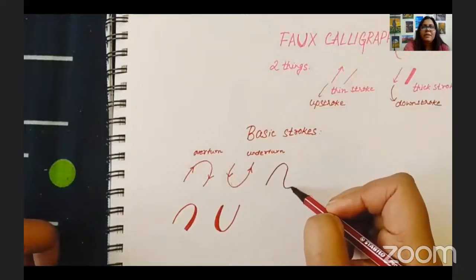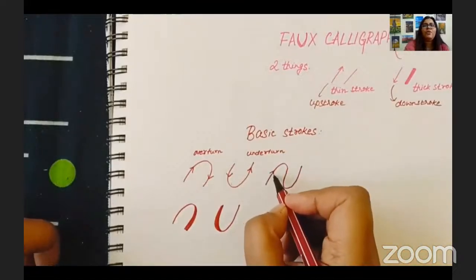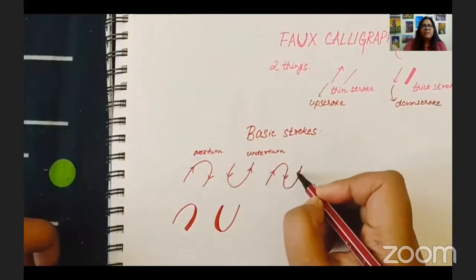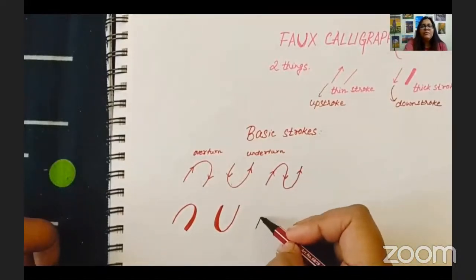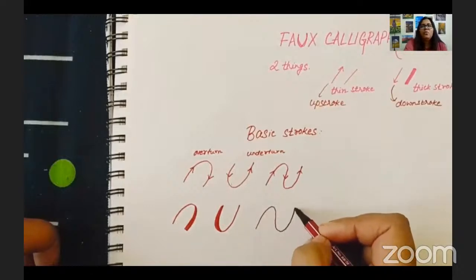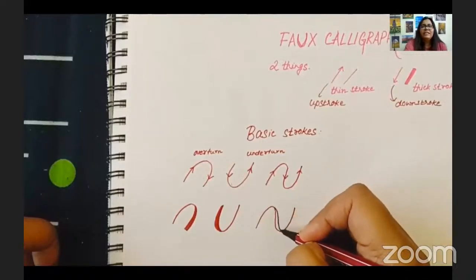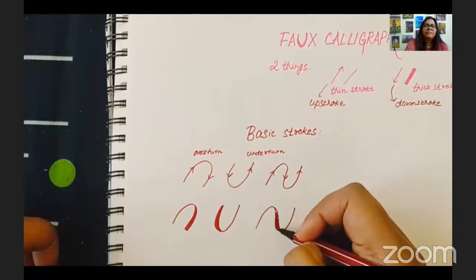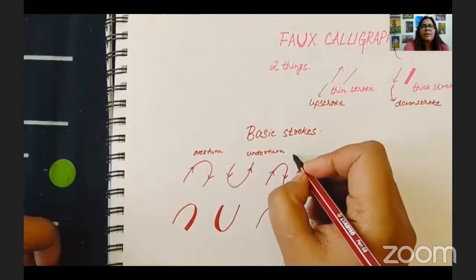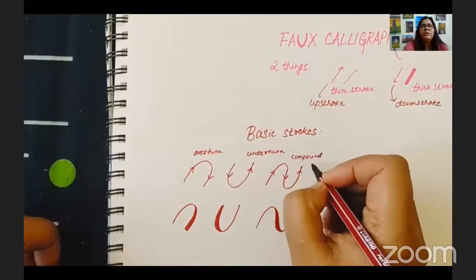So this is a combination of overturn and underturn. It is almost as if we have joined the two. Like this, my hand is moved upwards, then downwards, then again upwards. So I will just draw that shape again, and wherever my hand has been downwards, only that part I will darken. Yes, only this part. Wherever my hand has moved downwards, only that part we will darken. This is called a compound turn.